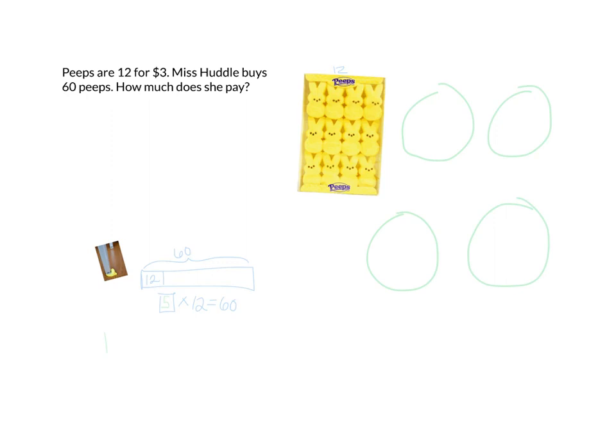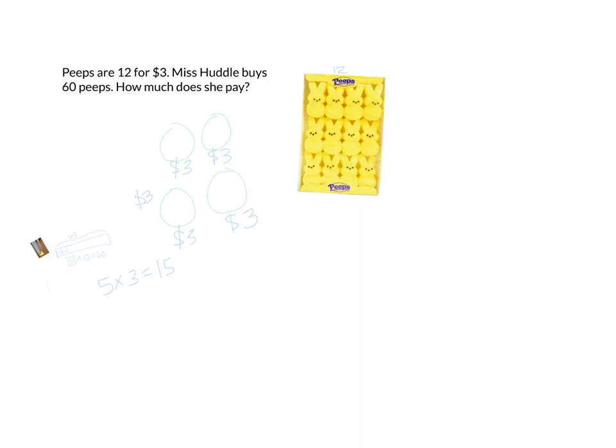Yep. But each package doesn't cost 12. It costs $3. So 3, 6, 9, 12, 15. I have to bring $15 to the store. And we could have also said that we had 5 groups of 3, and that was equal to 15. And so you pay $15, Miss Huddle, for your Peeps. So Miss Huddle pays $15.